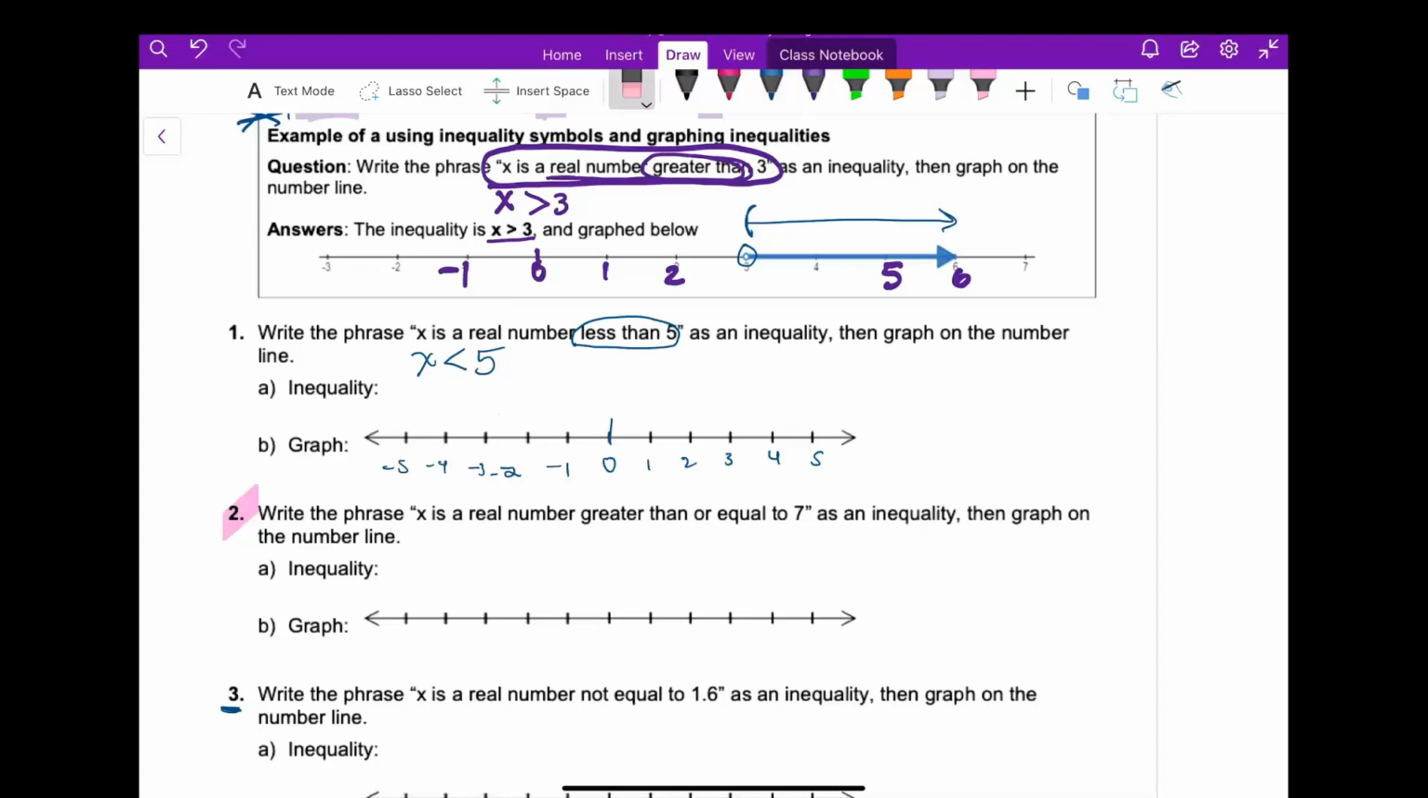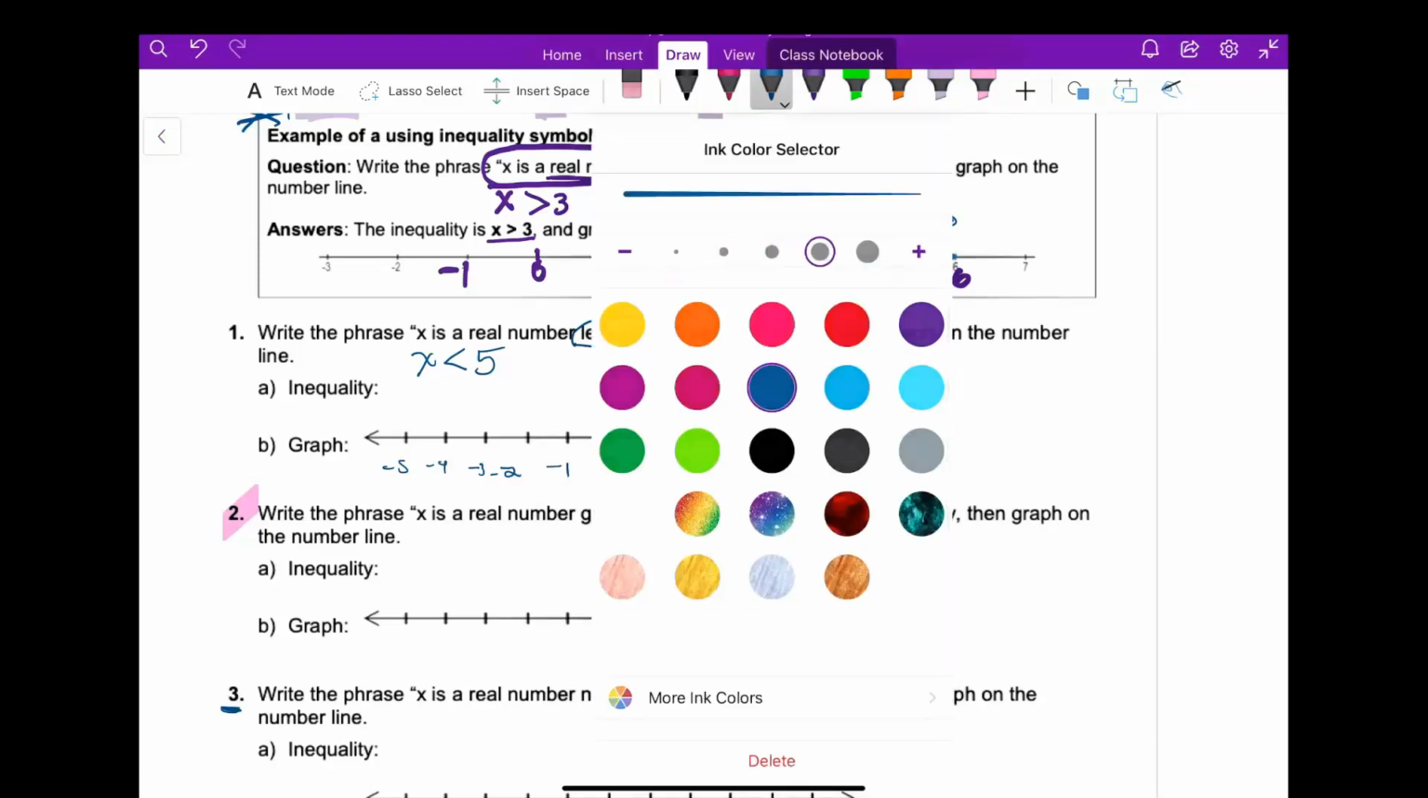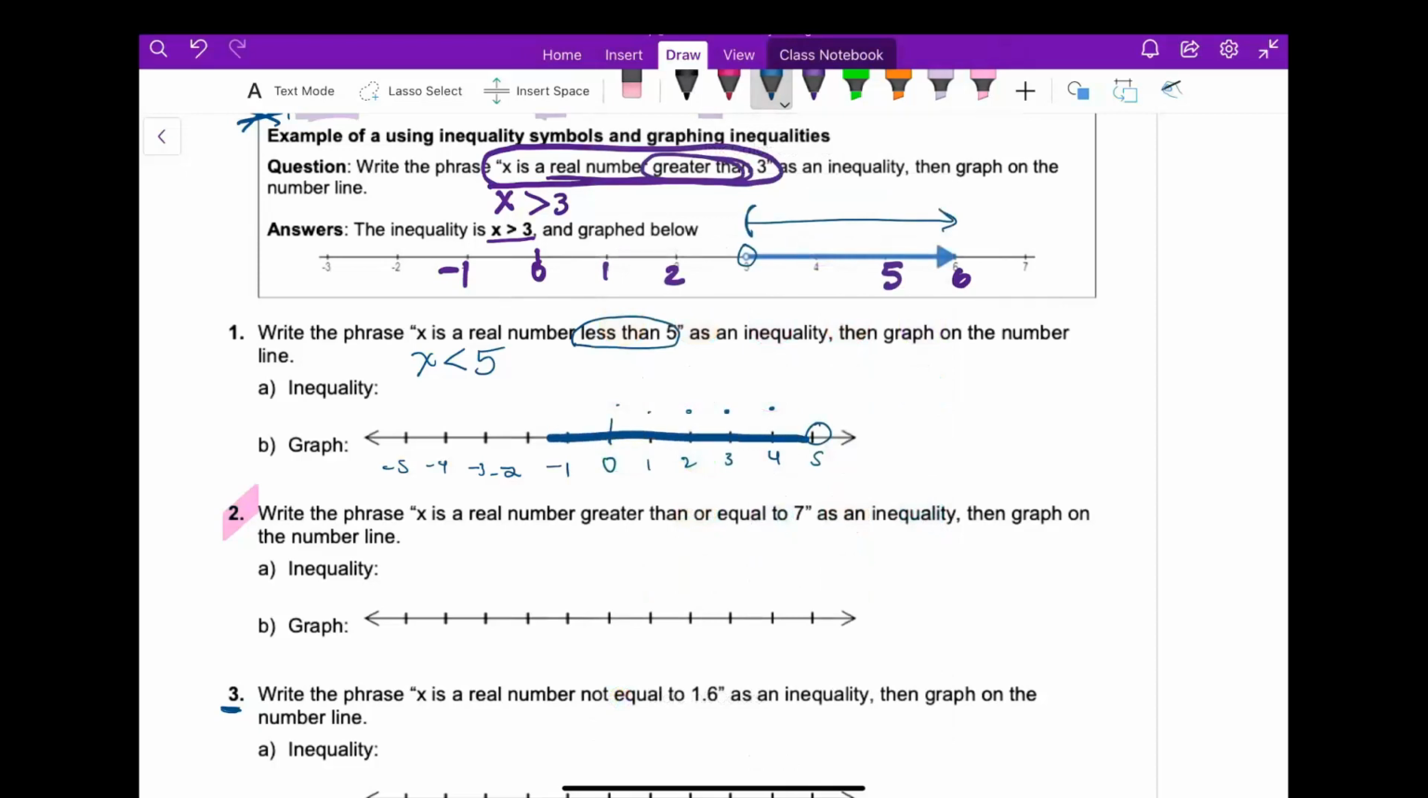How do I mark? We're going to either do an open circle or a parentheses. Okay, I'm not going to show you the parentheses yet. I'm going to tell you why in a second. So 5, so I now need to think of what numbers are less than 5. 4, 3, 2, 1, 0. My line has to come this way.